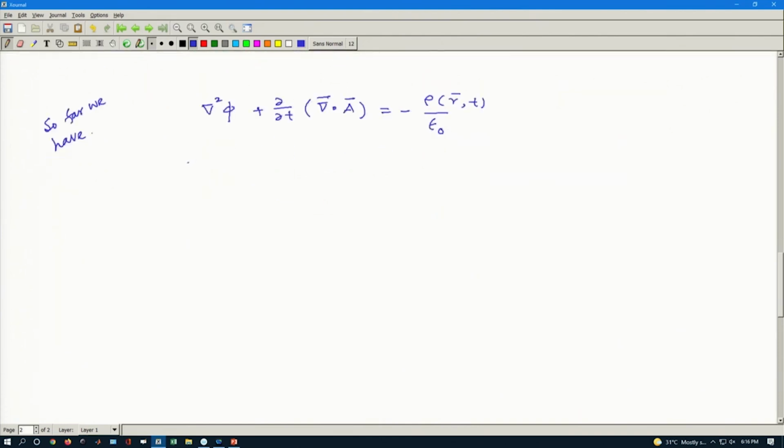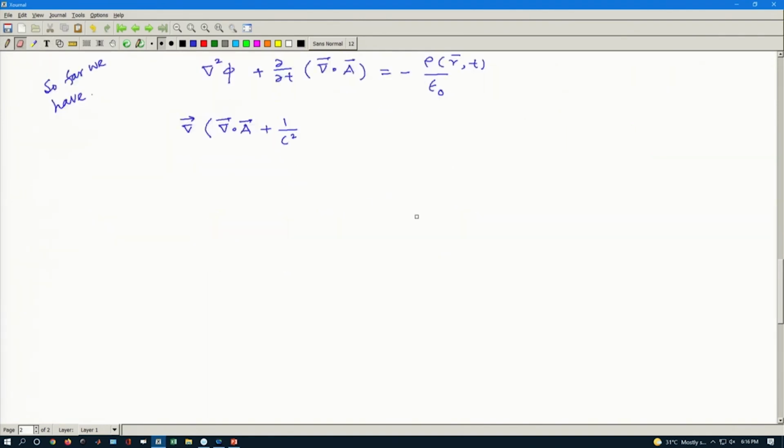If we write side by side, then we will find something, that divergence of gradient of A and then 1 by c square, I have del phi del t, and then minus of Laplacian of A minus 1 by c square, and then d2 A dt square, that is equal to mu naught J as a function of r and t. So, these two equations we have.